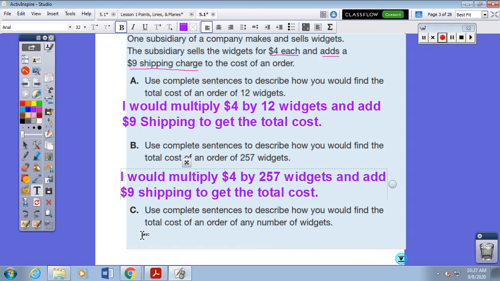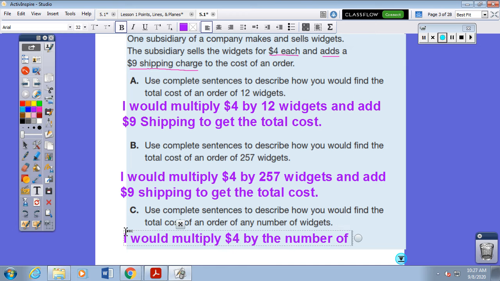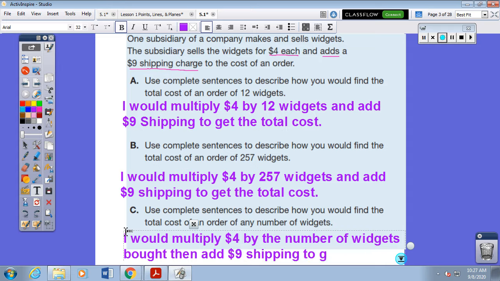Okay, so now we're going to do this again in words, but now if we don't know how many widgets, so I would multiply $4, that never changes, by the number of widgets bought, then add $9 shipping to get the total cost.